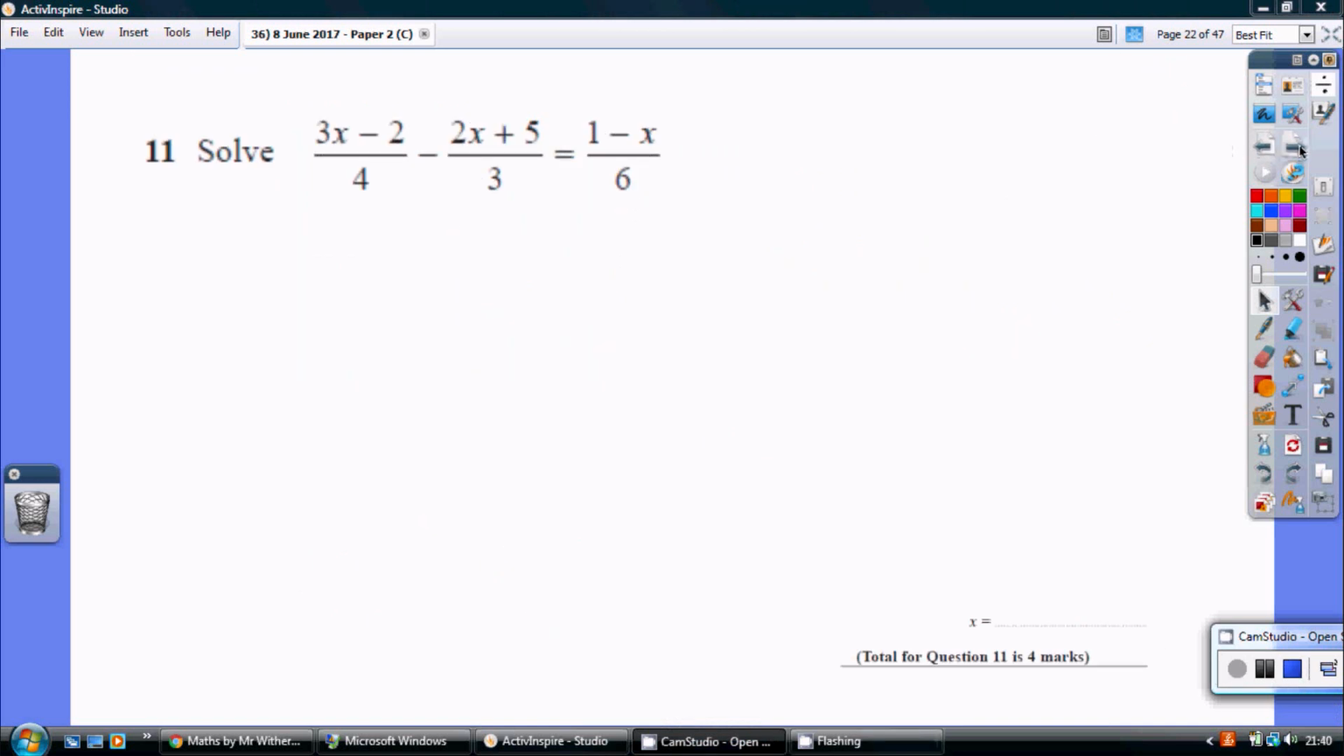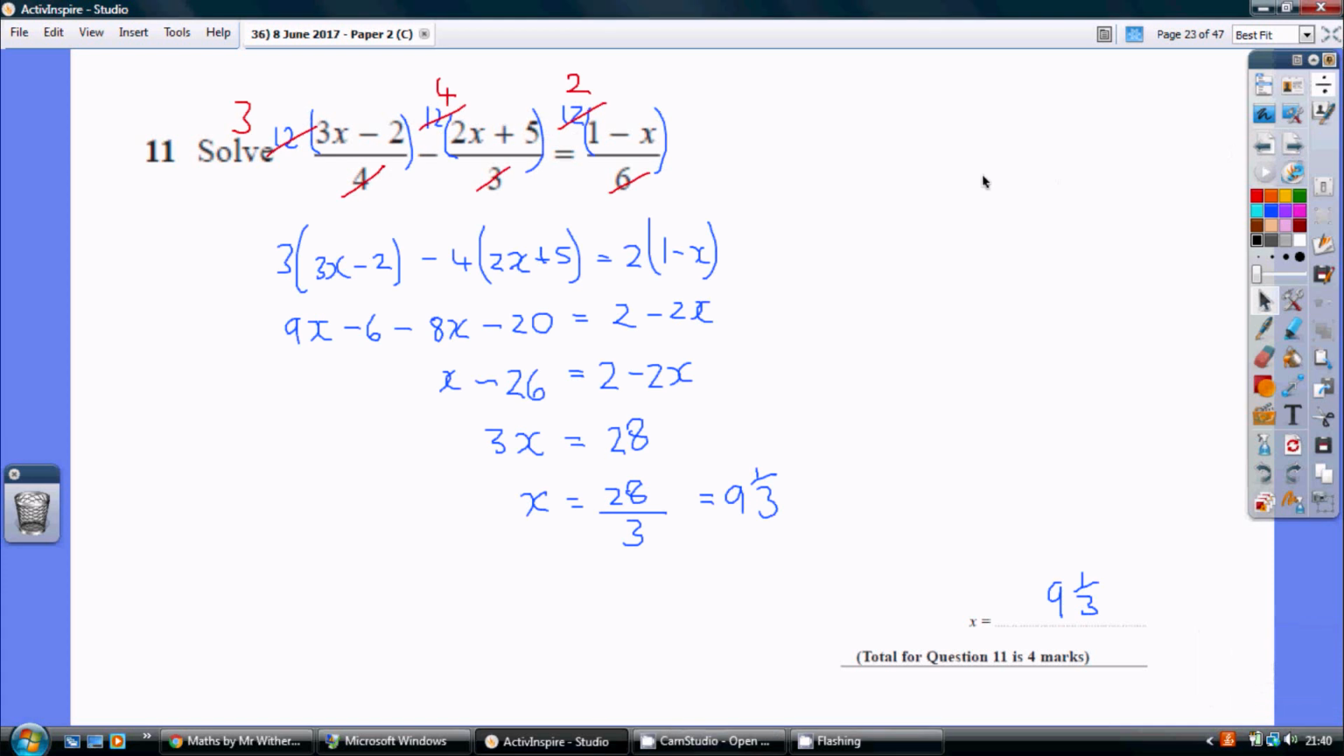Question 11. Now, there's several ways of doing this. The way I like to do it is really just to focus on trying to get each of the terms onto a single line, so we get rid of having fractions. So what's the lowest common multiple of 4, 3 and 6? It's 12. So if we choose to multiply each of these terms by 12, it still holds true. This term take away this term equals this term is still true if we multiply each of those three terms by 12, which is what I've done there in blue.